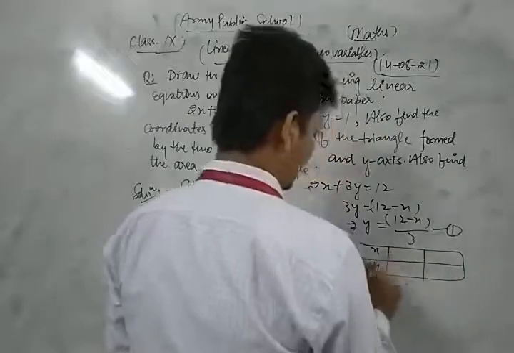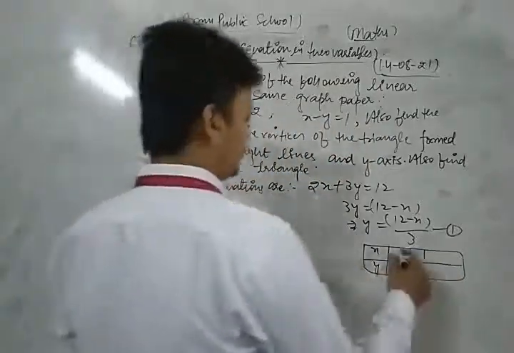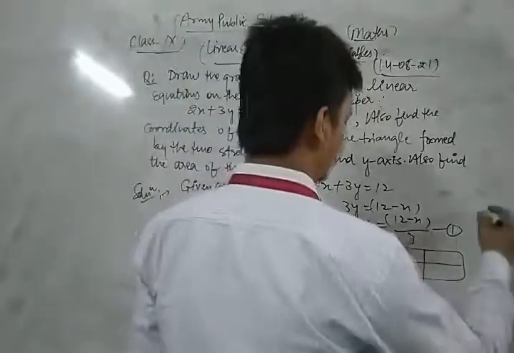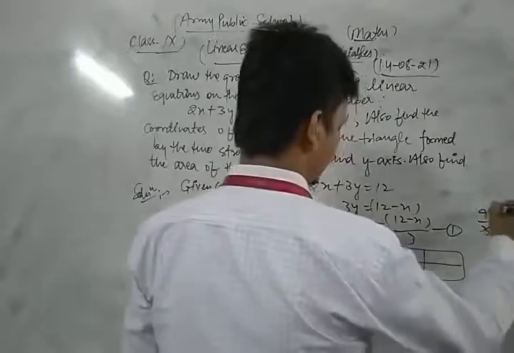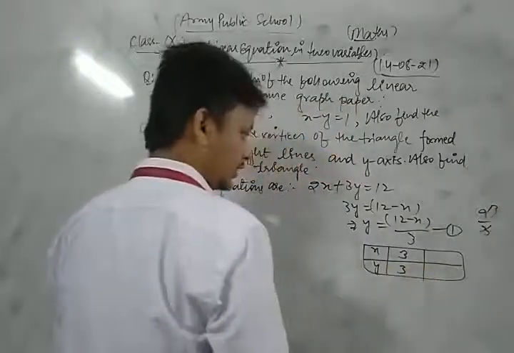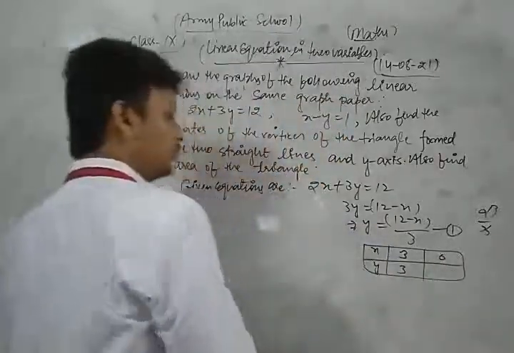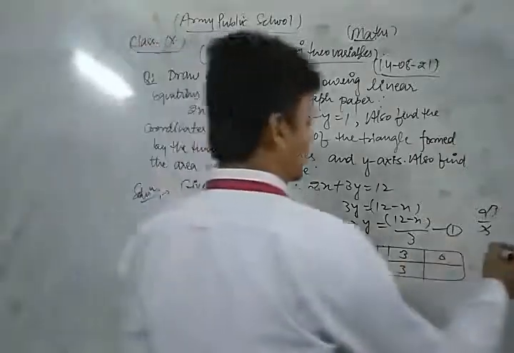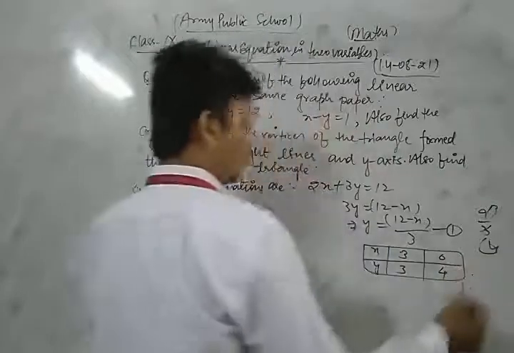Now we prepare a table of x and y. If we put x is equal to 3, then we get y is equal to 12 minus 6, that is 6, upon 3, so we get y is equal to 2. Now if we put x is equal to 0, we get 12 upon 3, so the value of y is 4.